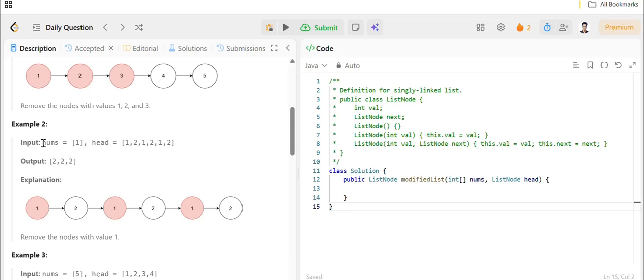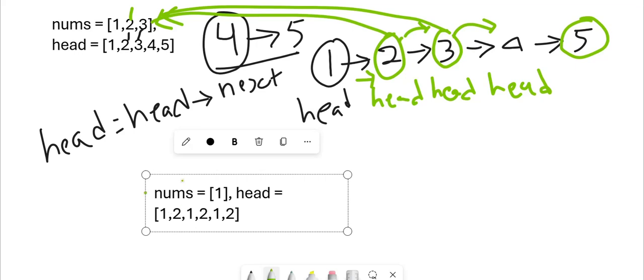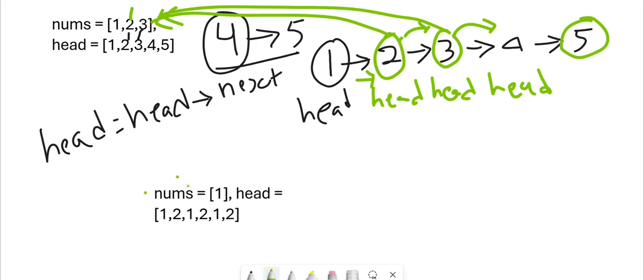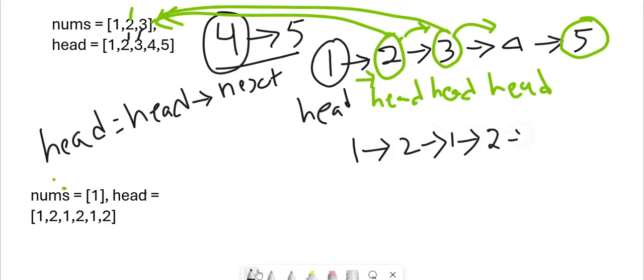Let me take another example to explain it very clearly. So this is our other example. Our linked list is 1 2 1 2 1 2. So if any element is present in the middle of the linked list, how can we remove it? We can see with this example.